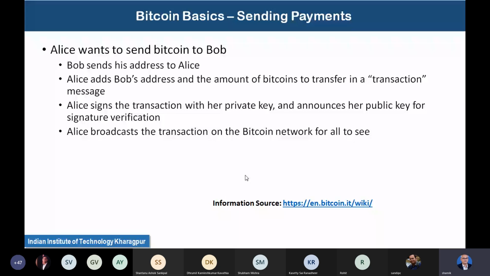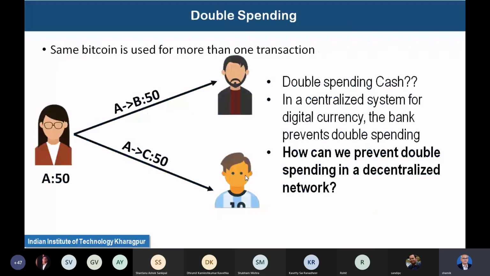And double spending, of course, what it means, some of you had asked in one of the previous classes. If you consider cash, if you have a currency note of 100 rupees, you give it to the shopkeeper, you get the items. Now you cannot give that same 100 rupee note to somebody else, right? So for cash, there is no way you can do double spending.